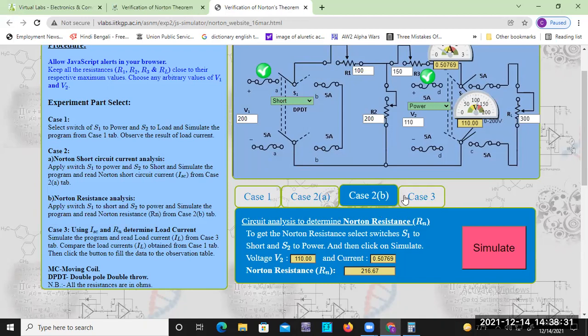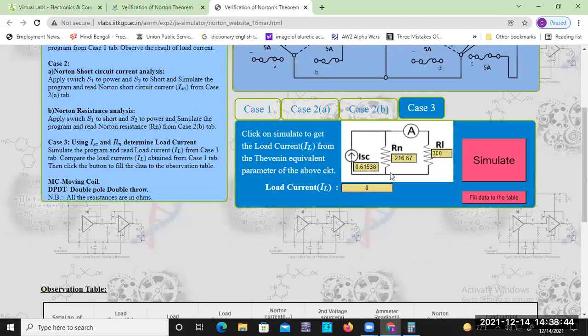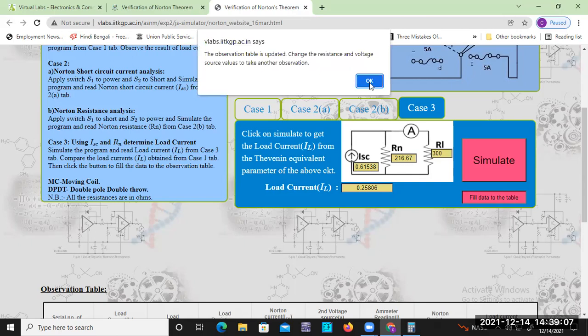So we got this. Now in this case 3, we got the short circuit current as well as the internal resistance. Now in case 3, what happens? You can get, look, this is the ISC. First time you got this from there, and this is the internal resistance, and again we add this resistance. So by applying this current division rule, we can easily get how much current is flowing. So simulate it, we get this.